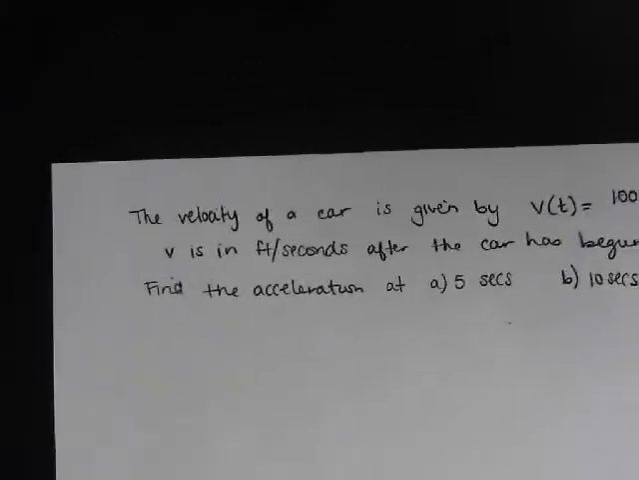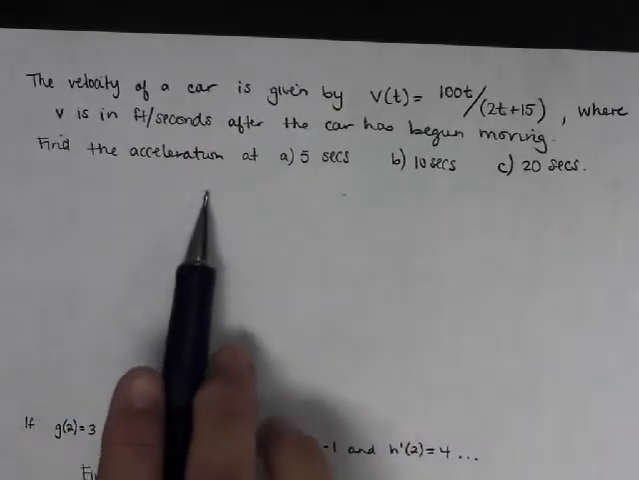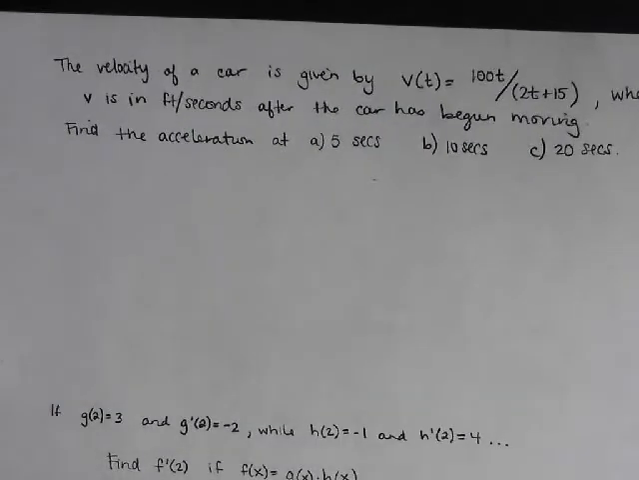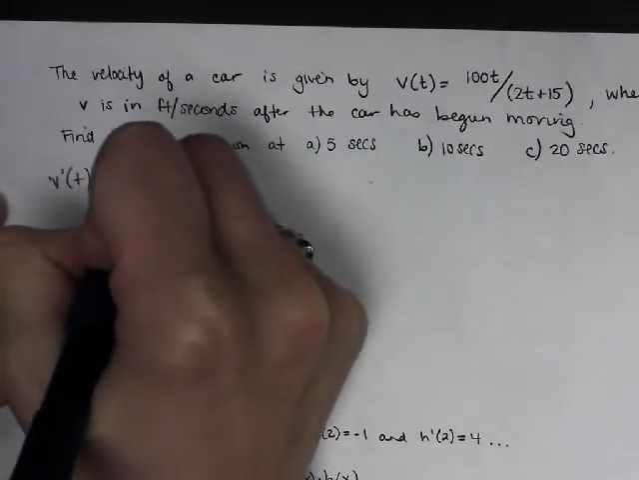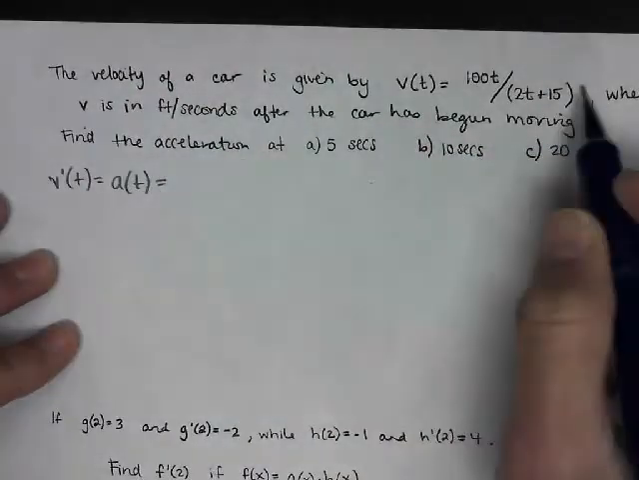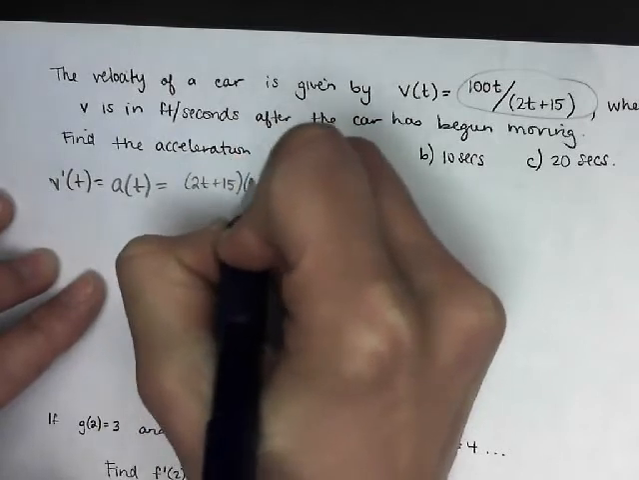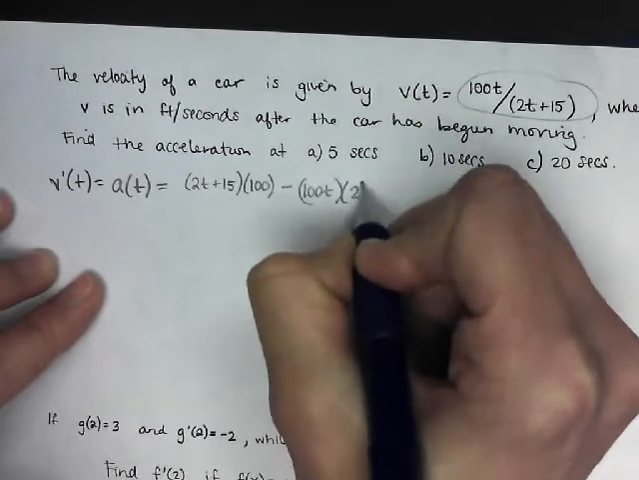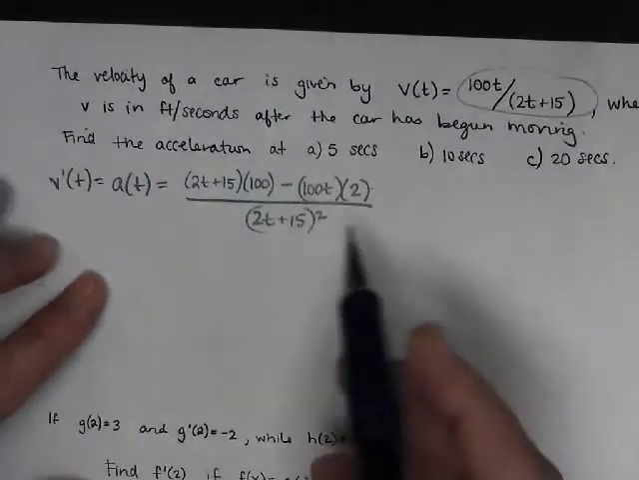Okay? On the back we have a velocity situation of a car. They're giving us the velocity and then they're asking us for the acceleration. So this is where understanding the acceleration to be the derivative of the velocity is important. So v prime of t, also known as the acceleration, is going to come from a quotient rule. So our bottom times the derivative of the top minus the top times the derivative of the bottom, all over bottom squared. And then we're just going to evaluate this.